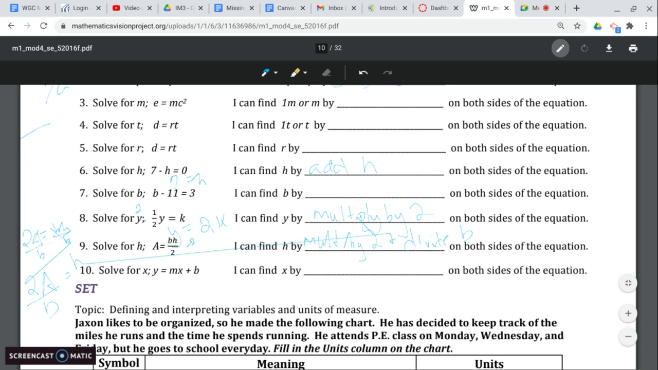So your keyword for this lesson is literal. Literal, because these are literal equations.